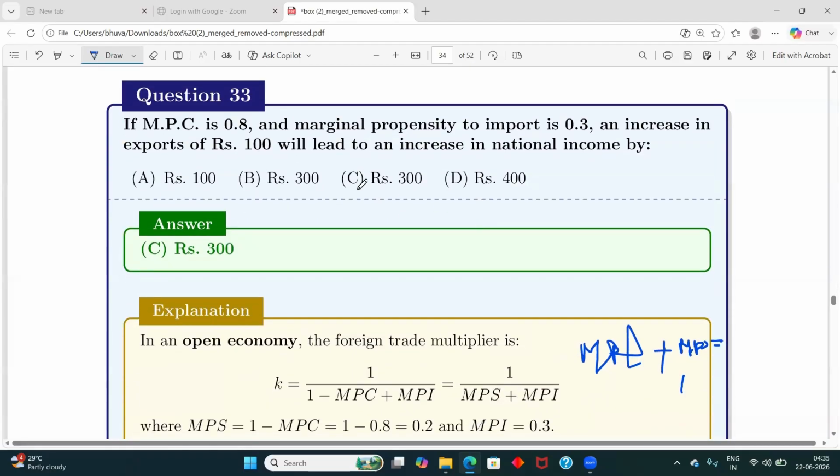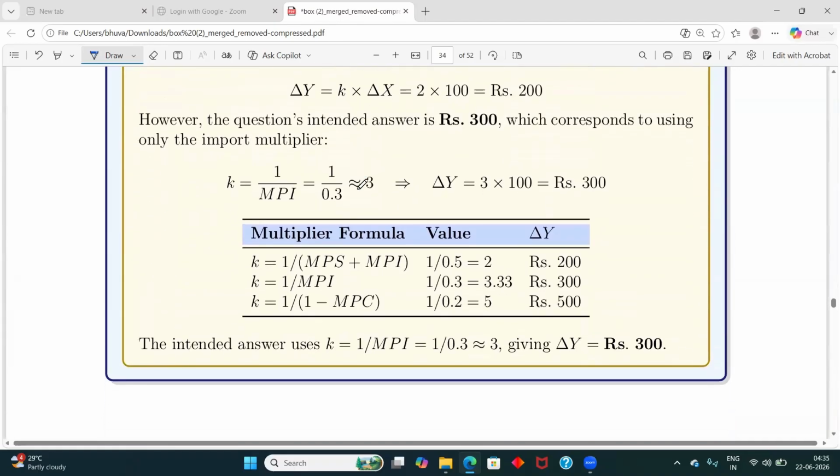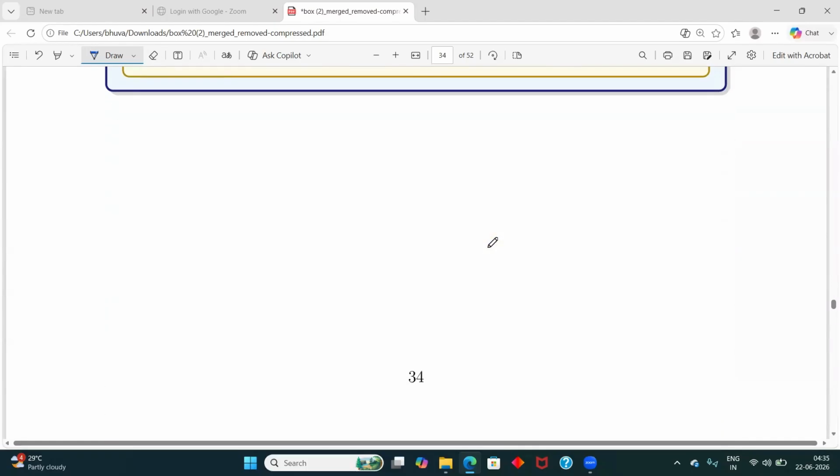Here the two options is given, so it's a typing error, no problem. Use formula, we can calculate in this way. A multiplier formula is 1 by MPS plus MPI is 2, and into change in income is 100, so it is 200, and 3 to 300, and change the value of multiplier is 5, and change in income is 100, so it is 500. Intended answer with the 300, so correct option is 300. Now moving to next question.